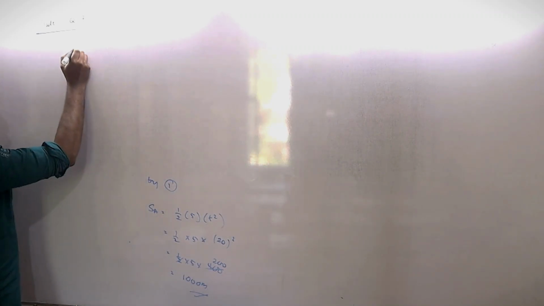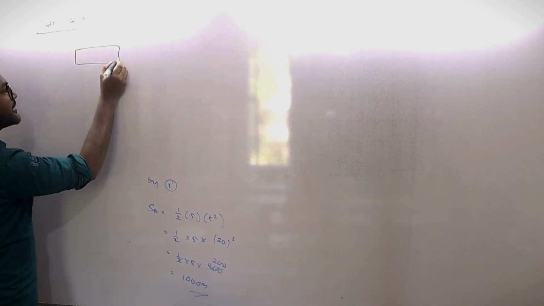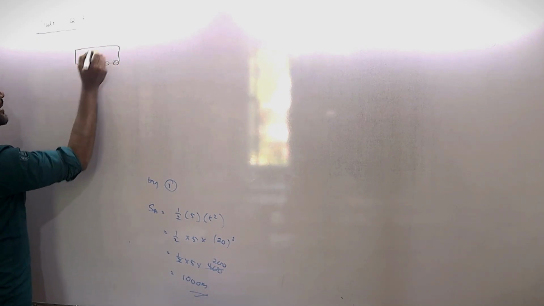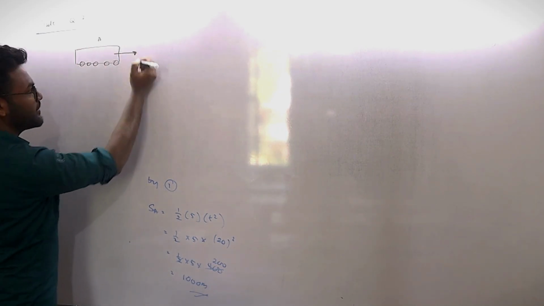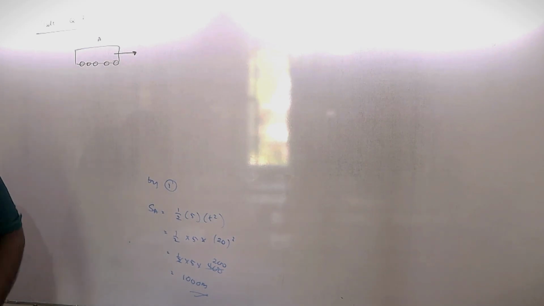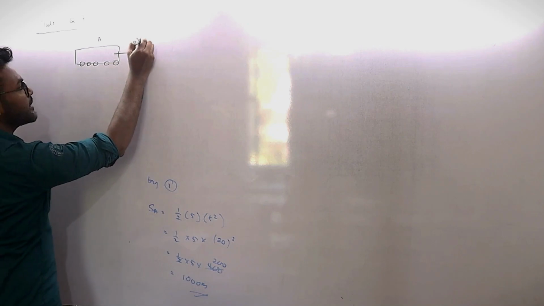Okay, so I'm not going to draw that automatically, right? Instead, I'm just going to draw a single couch like this. There's a train A moving with the velocity of. That's how you need to do, right? While you're reading the question, sketch it. 40 meters per second.